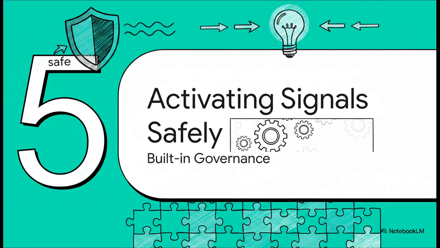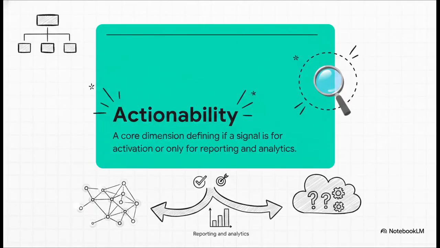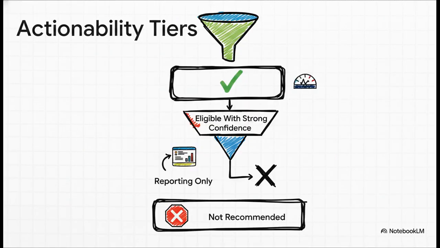Okay, last but not least, let's talk about something that's maybe the most practical and important part of this entire framework: activating these signals safely. So, there's a core dimension built right in called actionability. And this is so smart because it recognizes a really important truth. Just because you can infer an intent signal doesn't mean you should always use it for targeting. Some things are just too sensitive or not confident enough. So actionability acts like a filter.